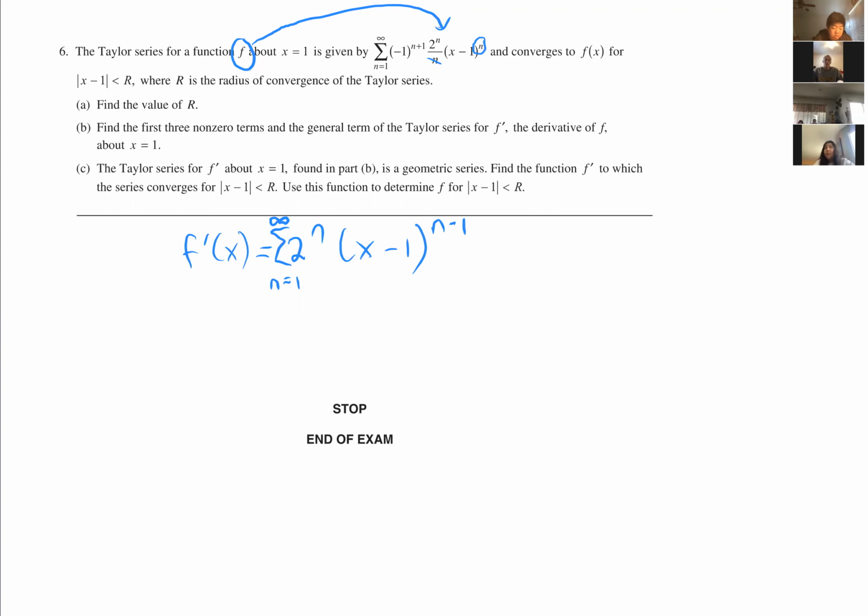So this is going to equal, when you plug in 1, it's going to give you 2. When you plug in 2, it's going to give you 4x minus 1. When you plug in 3, it's going to give you x minus 1 squared, minus dot, dot, dot. So that would be the first 3 terms, and you need the general term. I already have the general term here, so I'll just put that again. So it's 2 to the n, x minus 1 to the n minus 1.